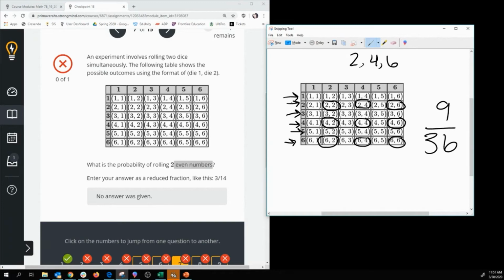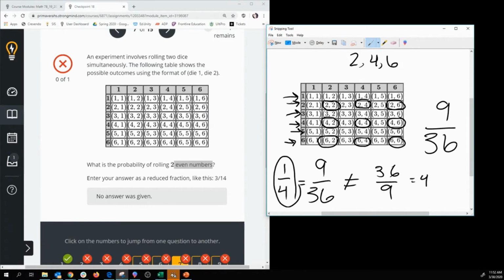If you flip your fraction, it's not the same, right? 9 over 36 is not equal to 36 over 9, because 36 over 9 is 4, and 9 over 36 is 1/4. Since they're not the same number, don't flip it. Your denominator should always be bigger than your numerator when you're writing probability problems. Okay, and since we want to reduce our fraction, our final answer for this problem would be 1/4. So 1/4.